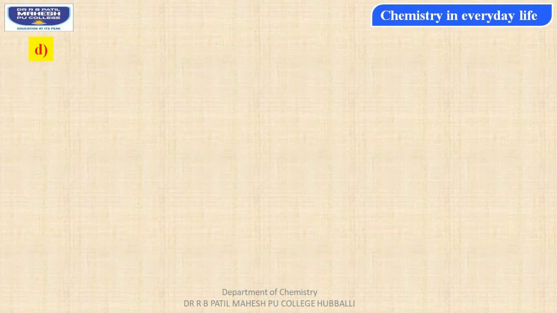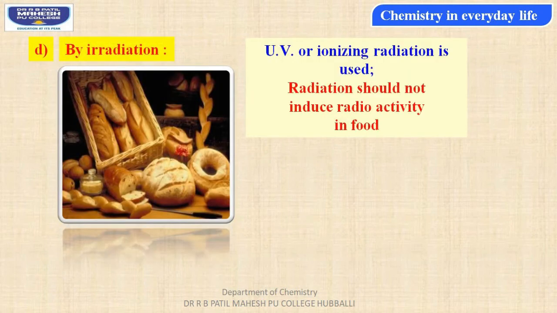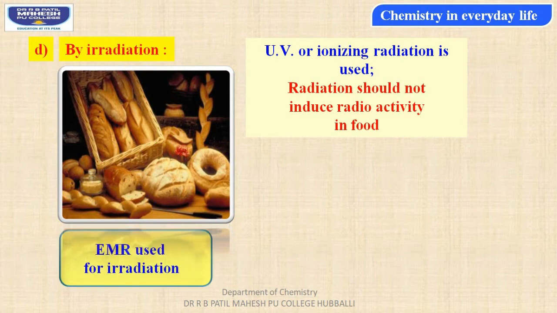And the fourth one is irradiation. Ultraviolet or ionizing radiation is used, which kills all the bacteria. But students, radiation should not induce radioactivity in the food or else it can cause adverse effects on the health of an individual. So EMR can be used for irradiation.